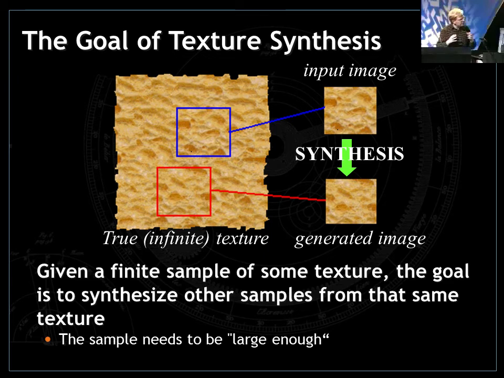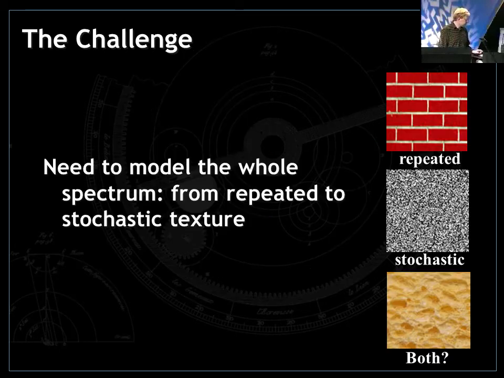So the assumption here is that somewhere out there in the real world, there exists a true infinite texture. And the input image is just a small sample, maybe like a little peephole that you're looking at this grand, big texture. And what we want to do is just get more samples of that texture. That's all. Okay? There are several assumptions here, and one of them is that the input image be somehow large enough to capture the essence of this texture.